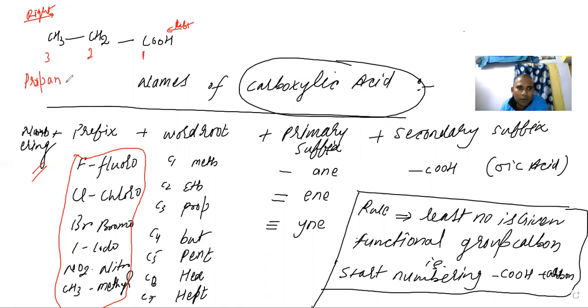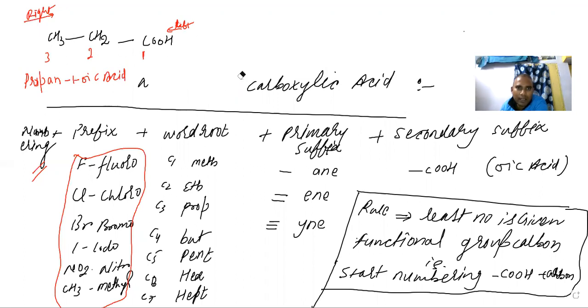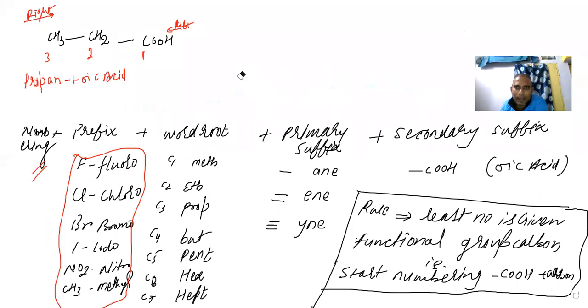Then on the first position, what is there? Oic acid. So this is named propanoic acid. You can directly write propanoic acid. You need not put the position if the carboxylic acid is on the first position. Is it okay to you? Okay, very good.